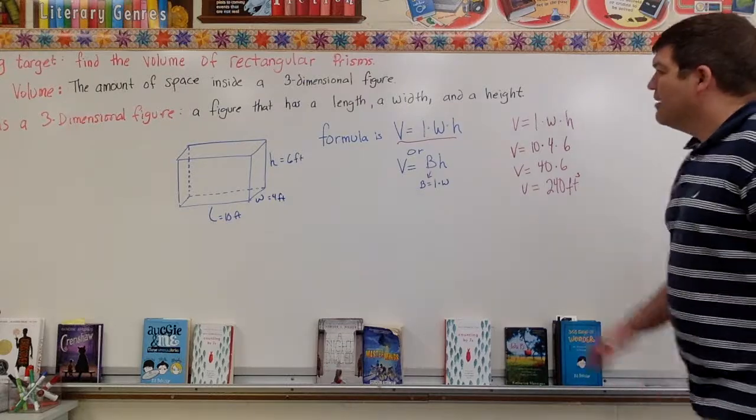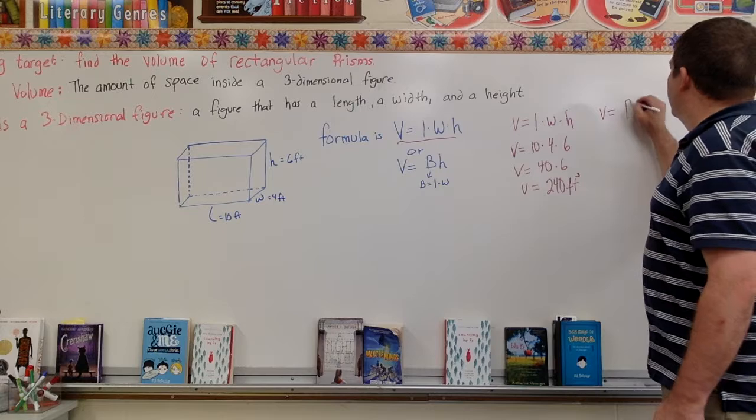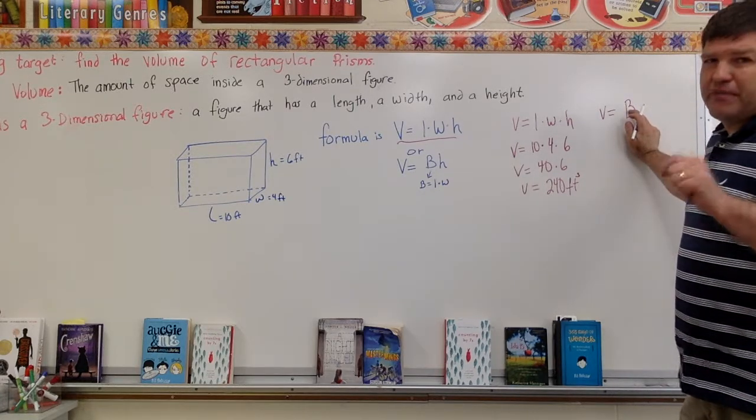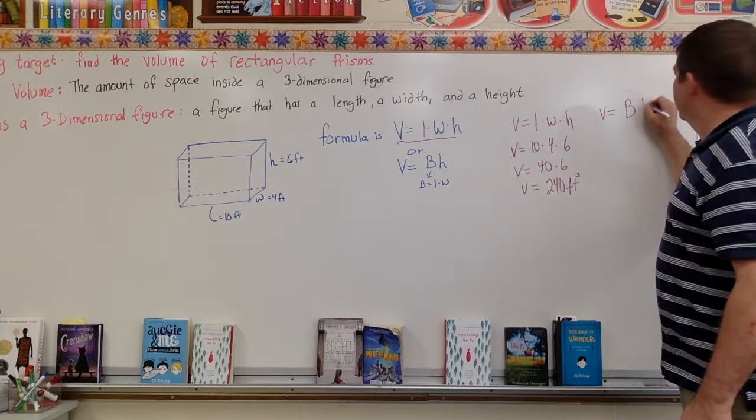All right. Now, let's try the other way also. Volume equals the area of the base. That's why it's a big B. If it's a small b, it's just the base. But if it's a big B, it's area of the base times the height.